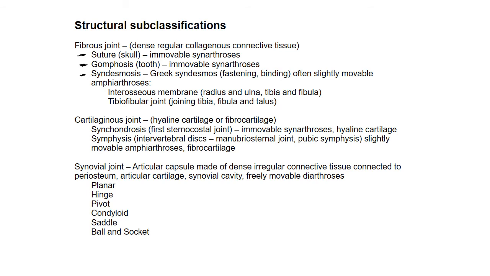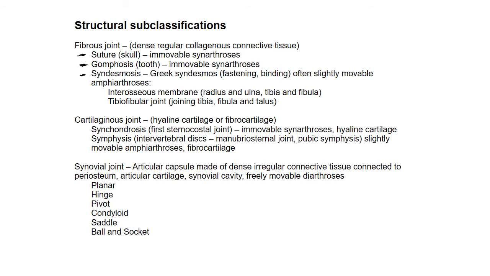The skull sutures are one type of suture, and those are synarthroses, so they are immovable. Gomphosis is the joint between the actual tooth and the alveolus, the socket in the maxilla and mandible. Those are synarthroses, and also immovable. And syndesmosis comes from a word meaning fastening or binding, and they're often slightly movable amphiarthroses.